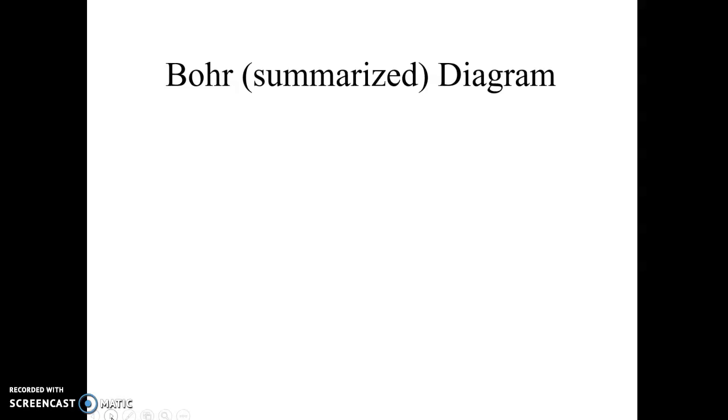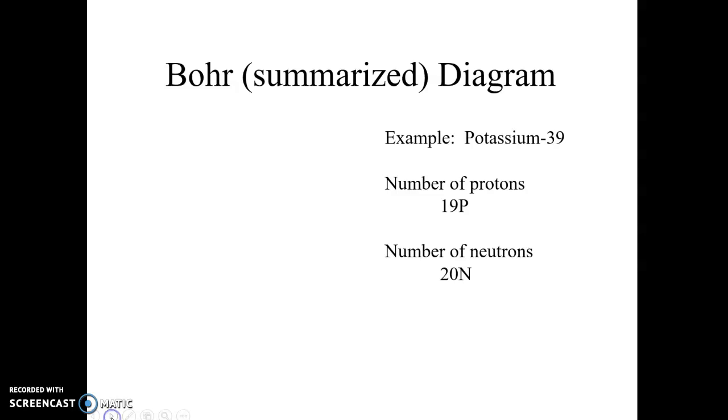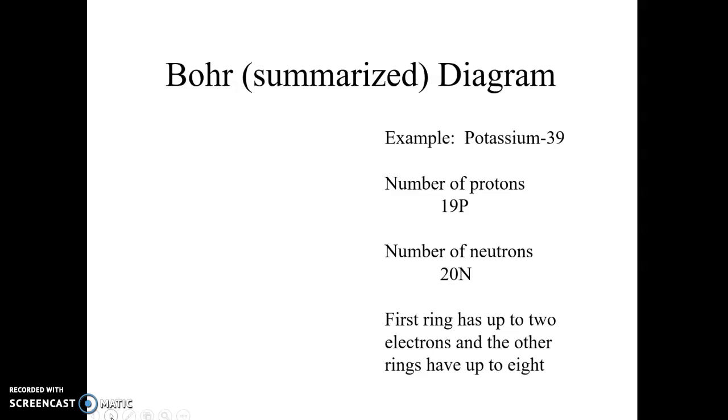We can also use a summarized diagram, sometimes called a Bohr diagram, to help us show what the electron arrangement might look like. Okay, so if we use potassium 39, the particular isotope of potassium with a mass of 39, we would look at the periodic table and find out that potassium has 19 protons. Because it has a mass number of 39, that means that it has 39 minus 19, or 20 neutrons. And neutral atoms then would also have 19 electrons.